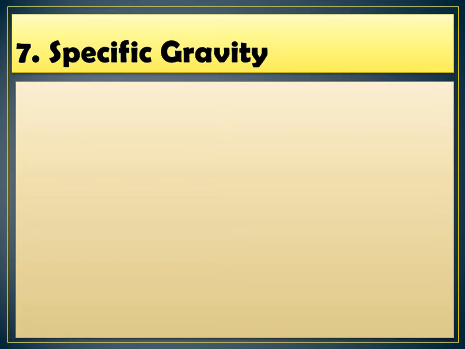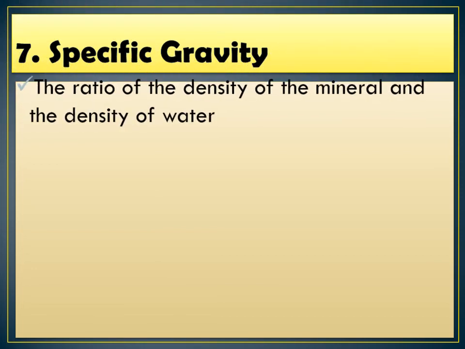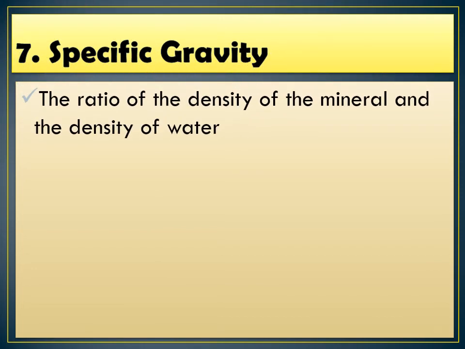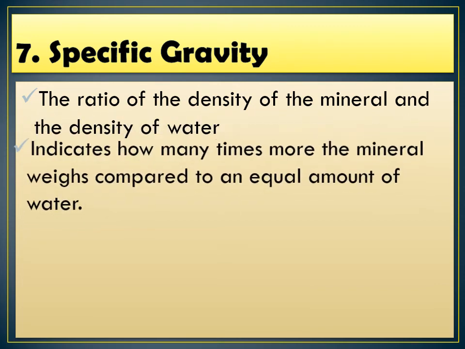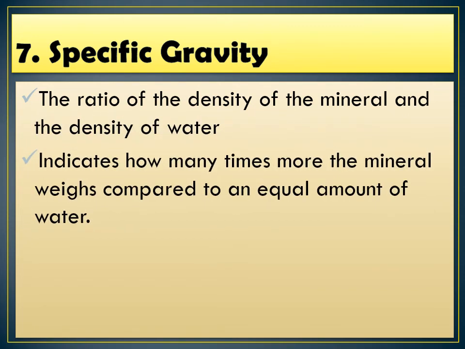Another mineral property is the specific gravity. This is the ratio of the density of the mineral to the density of water. This parameter also indicates how many times more the mineral weighs compared to an equal amount of water. Take a look at this example. Water here has a specific gravity of 1, and silver has a specific gravity of 10. This indicates that the silver is 10 times heavier than water.